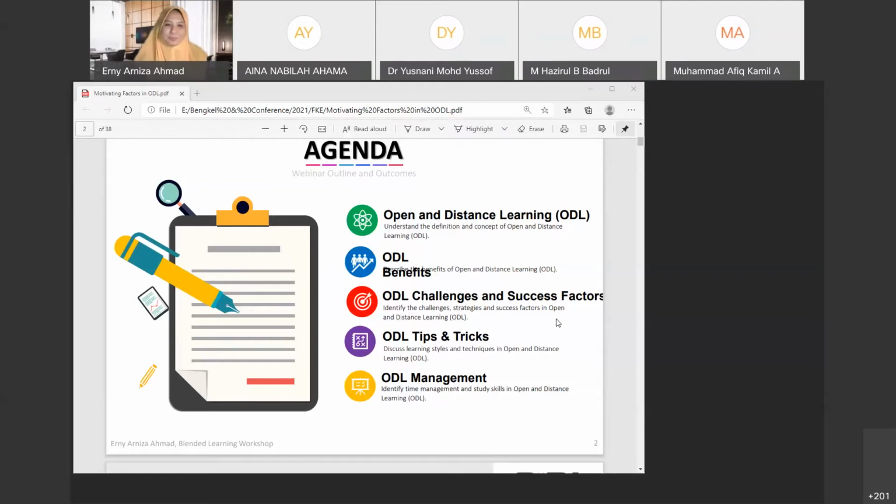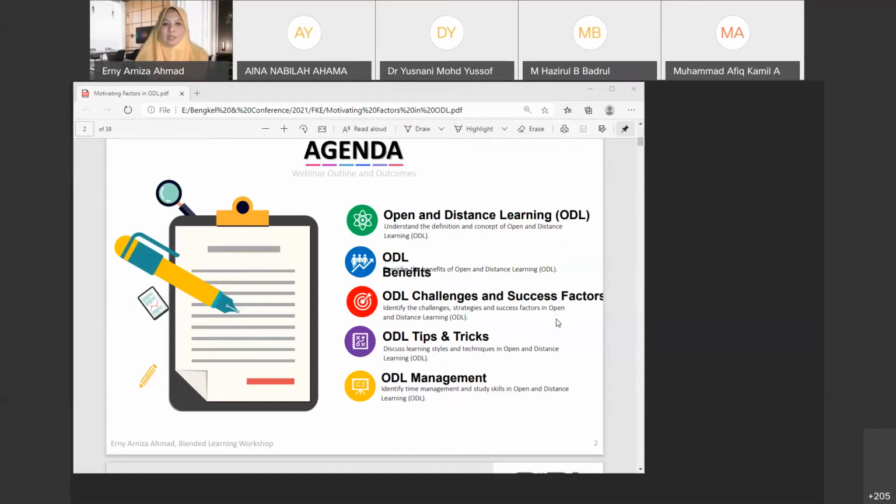Basically, in tips and tricks we will discuss more on the learning styles and techniques. So these are the 3 key parts in the ODL environment. This is the trickiest part, so not everyone can cater to this.